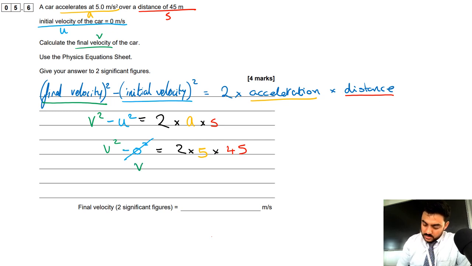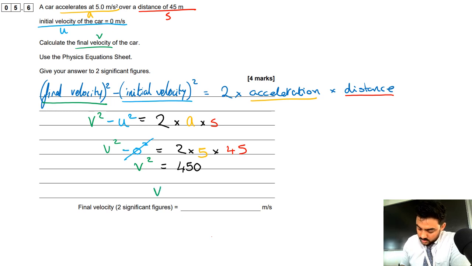So v squared is equal to 2 times by 5 times by 45. 2 times 5 is 10 times 45 is 450. Just to check, I'm going to plug it into the calculator, and there we go. 450 is the answer. So v squared is 450. So how do we get v on its own?